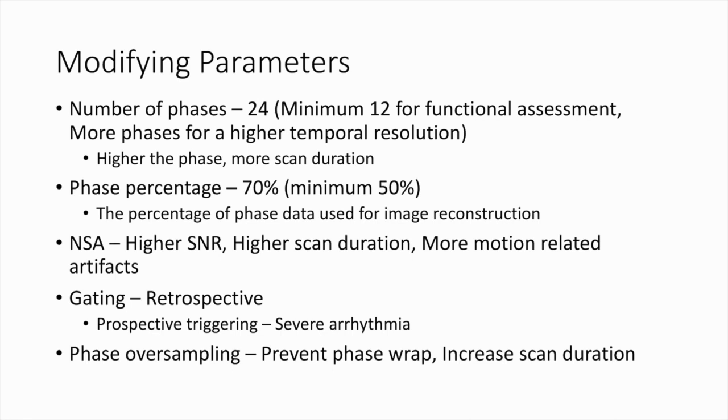Cine images usually use retrospective gating. However, in the presence of severe arrhythmias, a prospective triggering can be used. In the presence of phase wrap, phase oversampling can be used to prevent a phase wrap. However, this will increase the scan duration.